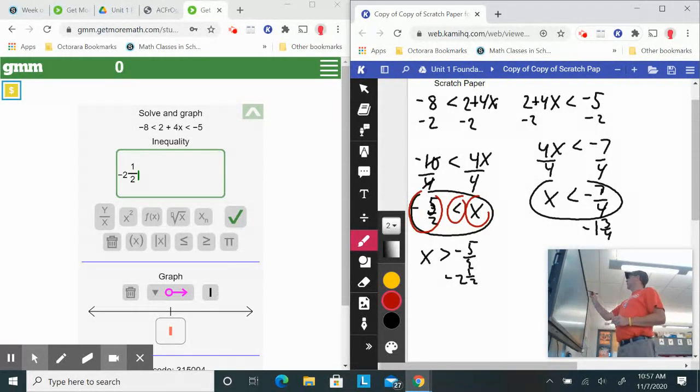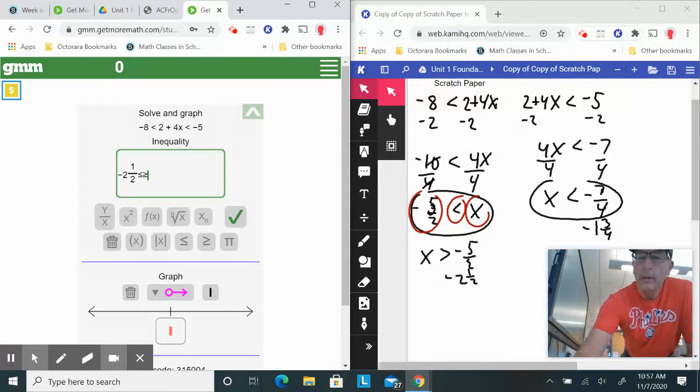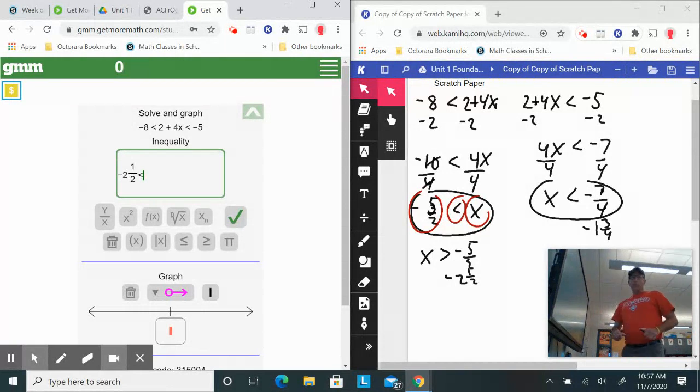Now on your screen, there's a less than or equal to, and there's a greater than or equal to. I don't want either of those. So I'm going to backspace. On your keyboard, on your computer, there should be a less than sign. Good. Now is where you put the x.